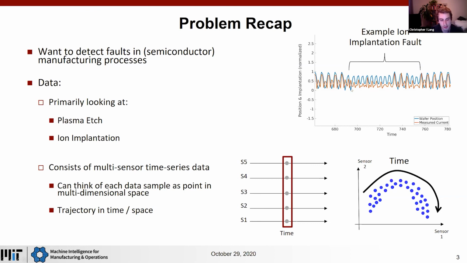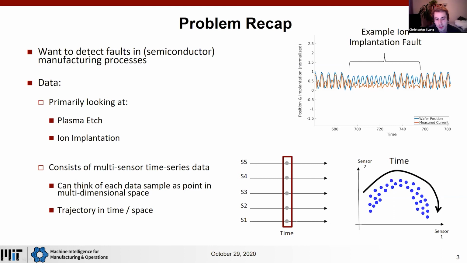So if we can detect this early on, then we can stop continuing to process all of these wafers. We can fix the machine before we process additional faulty wafers. And possibly even if we can detect it very early on, we can do predictive maintenance on it.